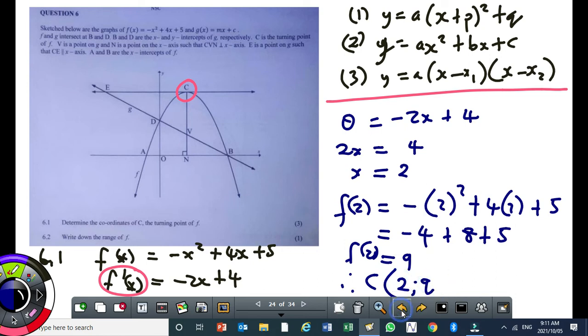Please, if the question says coordinates, your final answer must have an x value and a y value, and you must write the final answer as ordered pairs. So this is method 1.